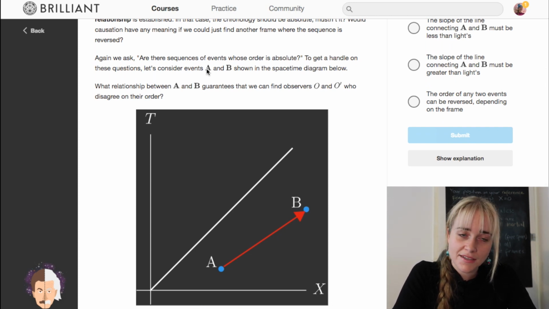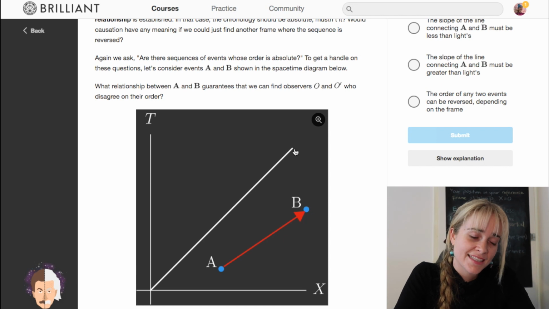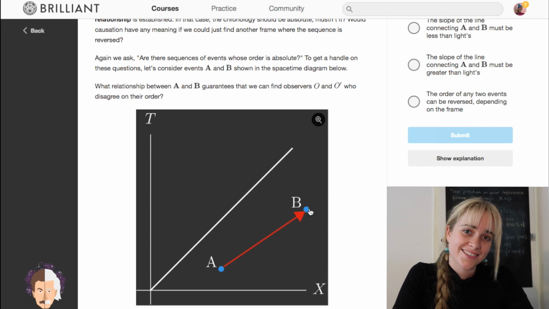We're going to consider events A and B shown on this space-time diagram. Do note that the white line here at 45 degrees through the diagram represents the world line of a light beam. So this is the speed of light represented, and remember its velocity is inversely proportional to the slope, so anything down here would travel faster than the speed of light, and anything up here less than the speed of light.